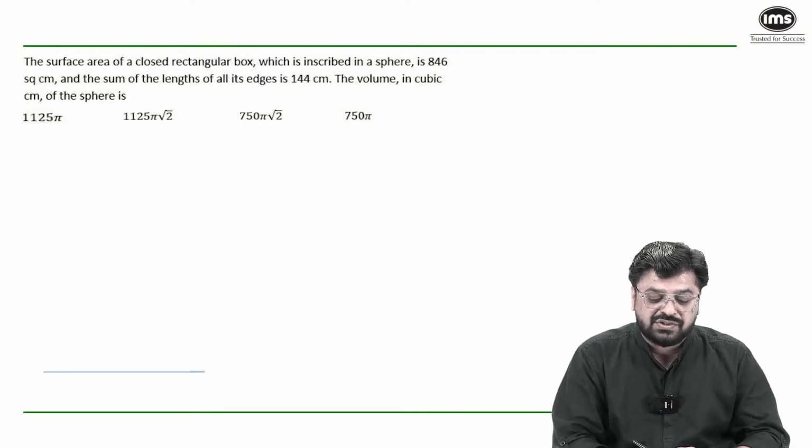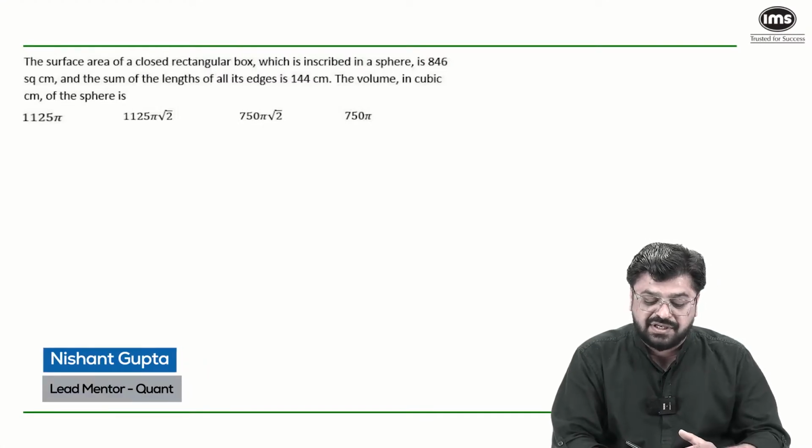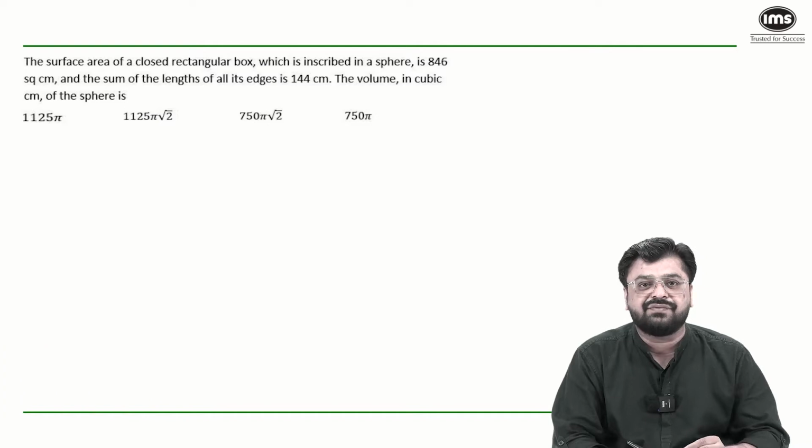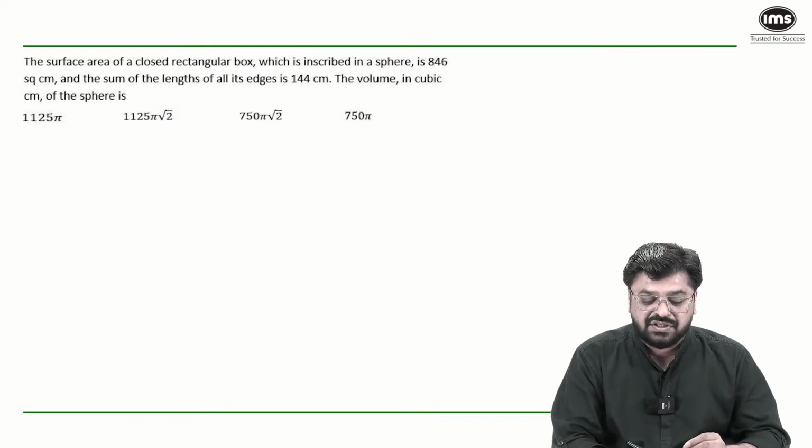The surface area of a closed rectangular box which is inscribed in a sphere is 846 square centimeters. The sum of the lengths of all its edges is 144 centimeters. The volume in cubic centimeters of the sphere is.